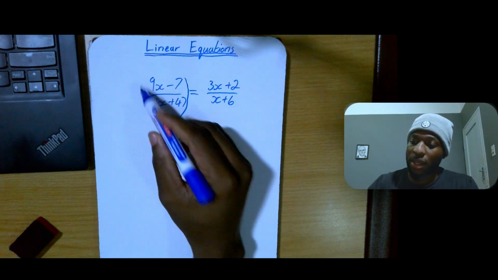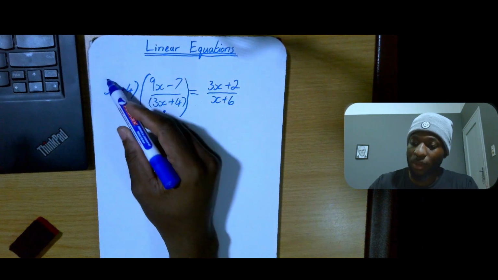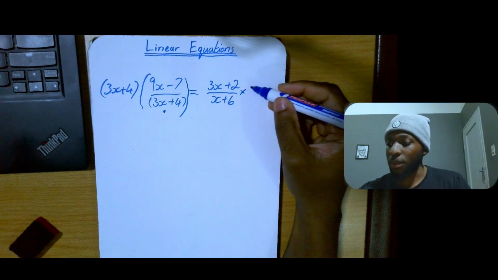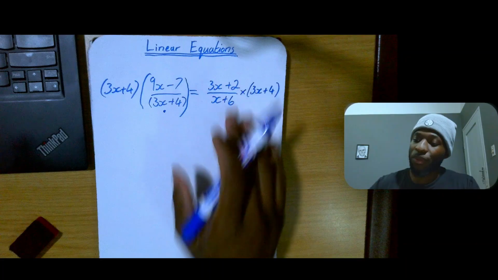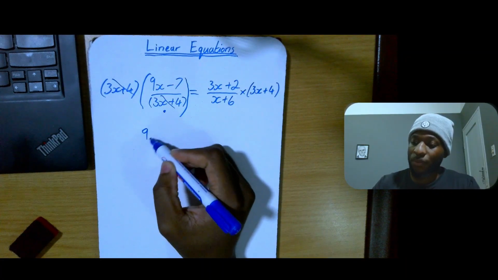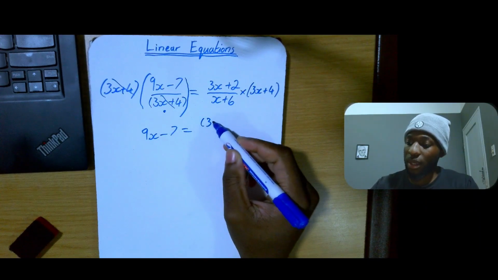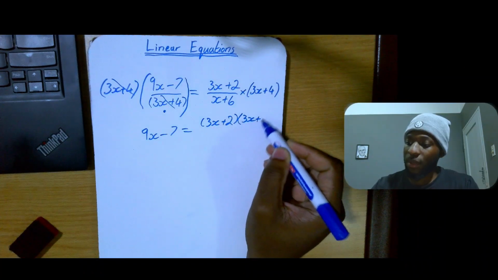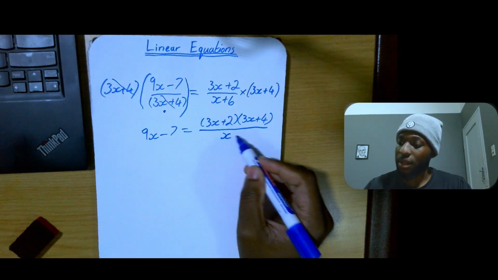So on the left hand side it's 3x plus 4 multiplied by everything here, and we do the same on the other side as well. We'll have 3x plus 4 times this here. Now that cancels that out, and we'll be left with 9x minus 7 is equal to 3x plus 2 times 3x plus 4. That's what we end up with on the right hand side, all over x plus 6.